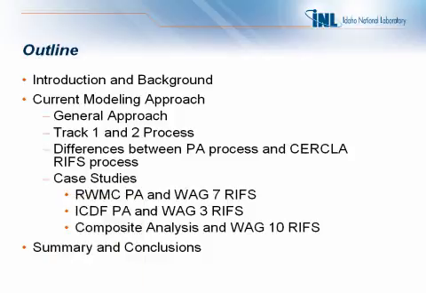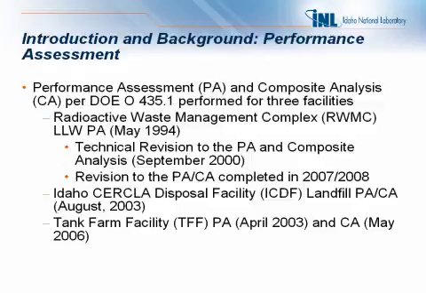And then we'll go through these case studies, the radioactive waste management complex and what we call the waste area group 7, RIFS, that are connected, where we pretty much used information from one or the other and tried to integrate them so there was consistency between the modeling approaches, but there's some problems with that, just because of basically a different question we're trying to answer. And then some summary and conclusions and suggestions for ask them.